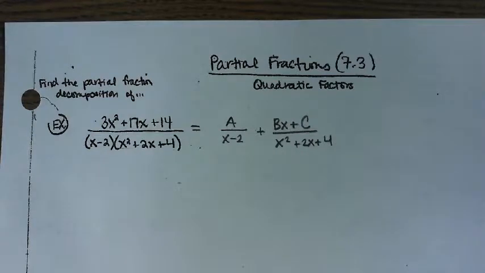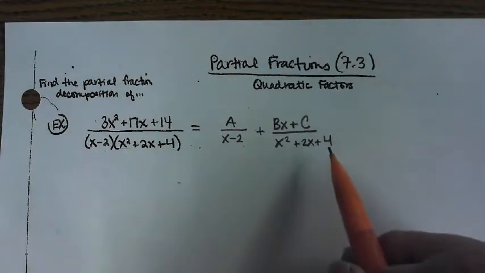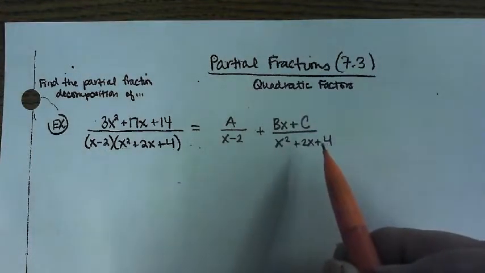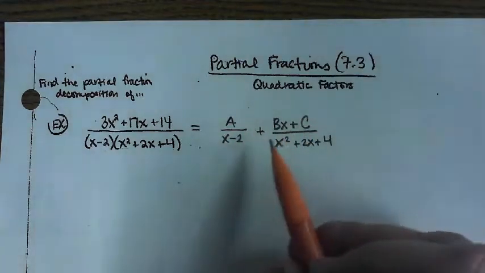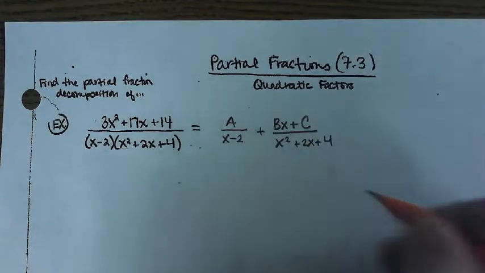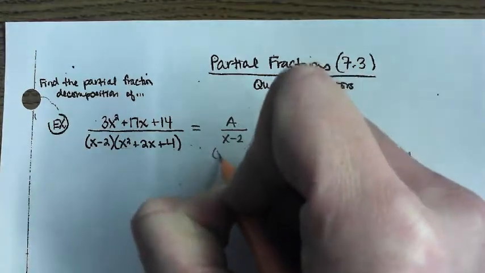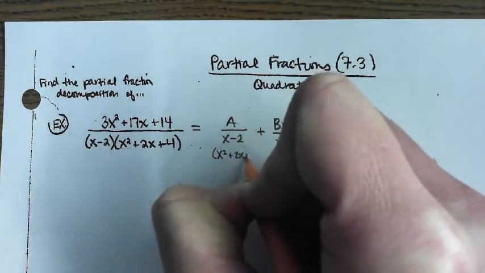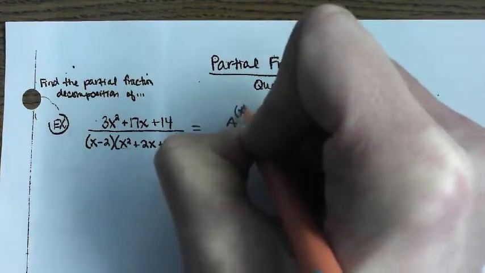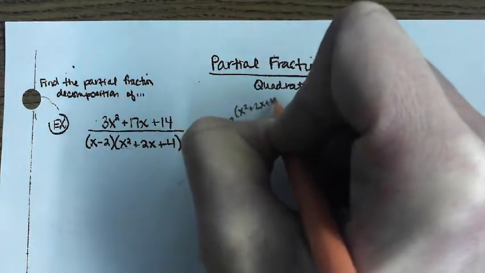Okay. So from here, we have to do the same thing, get a common denominator or clear fractions, whatever you want to do. I'm going to get a common denominator. I think I like that better. But it doesn't matter because it is the same thing either way.